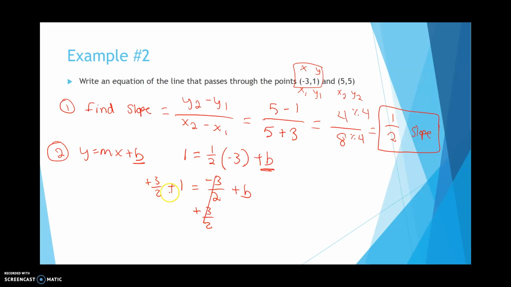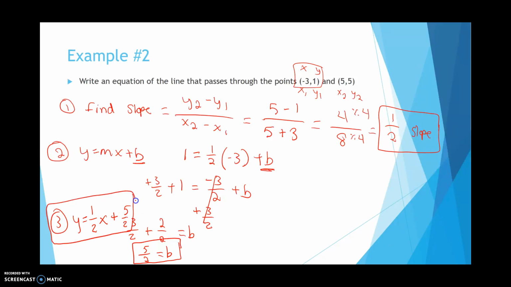So 3/2 plus 1. We're adding fractions, so we need to find a common denominator. The fraction form of 1 here could be 2/2. That's going to equal b. Since I have common denominators, I can add. 3 plus 2 is going to give me 5/2, which is going to be my b here for this one. So now step number 3, I'll write my final answer in the form of y equals mx plus b. So y equals, my slope we found was 1/2, x, plus my b is 5/2. And this will be my final answer for example number 2.